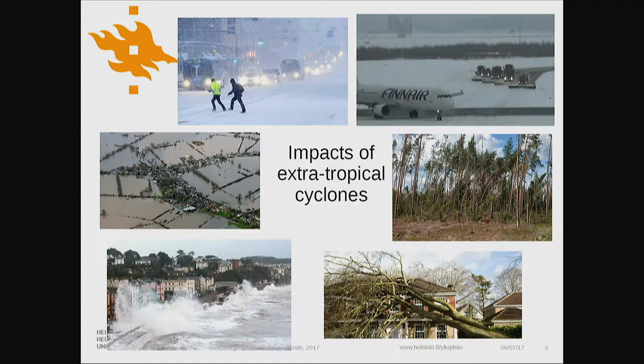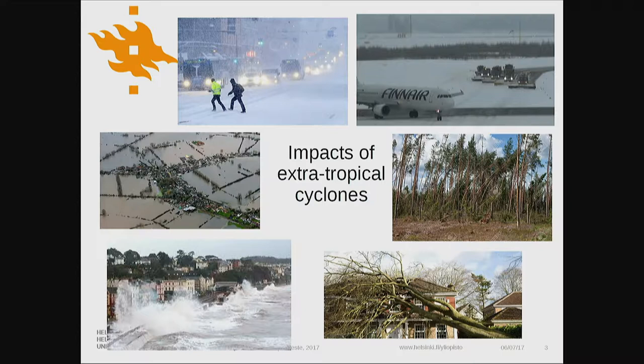The next picture, also in Finland, shows another impact of extratropical cyclones, which is maybe more familiar to people, and that's wind. This can cause damage to forests, for example, which affects the economy in Finland. Forestry is a major industry, and wood production is a major industry.